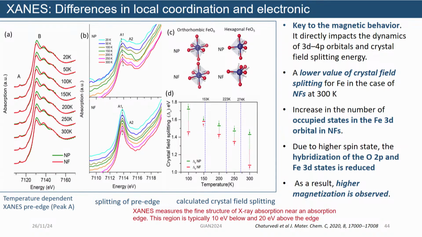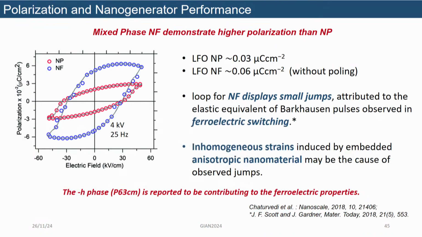So if you see, the green one is nanoparticle and this is nanofiber. The crystal field splitting is less in the case of nanofiber, and it is more in the case of nanoparticle. This is what we calculated, and this also contributed to understanding the unusual behavior of magnetization. We further checked the polarization, and we found that they show some polarization, but for nanofiber it is more impressive than for nanoparticle. So nanofibers were superior in terms of polarization.